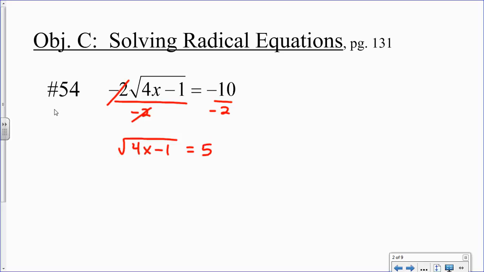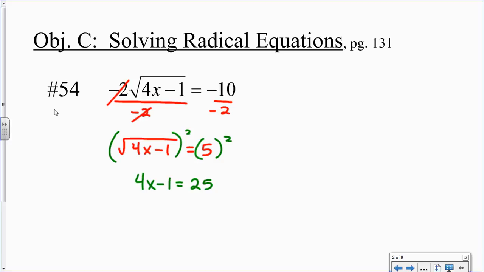-10 divided by -2 is +5. Okay, so your square root of 4x minus 1. The inverse operation of a square root is square, so we can square both sides. Note that you do plus or minus when you take the square root, but not when you square. So then I get 4x minus 1, what's underneath, equals 25.